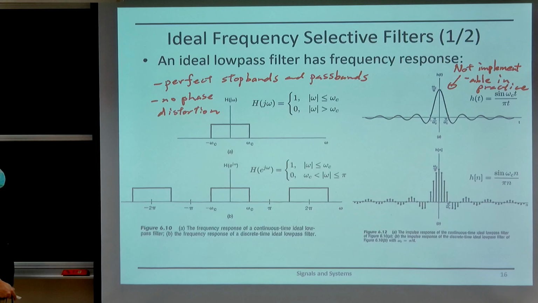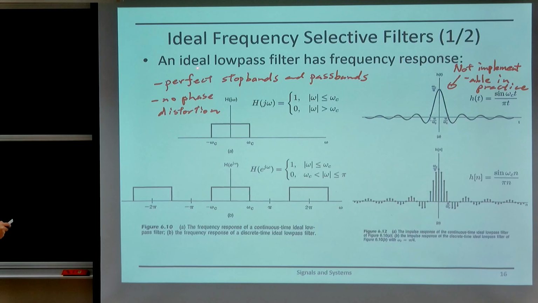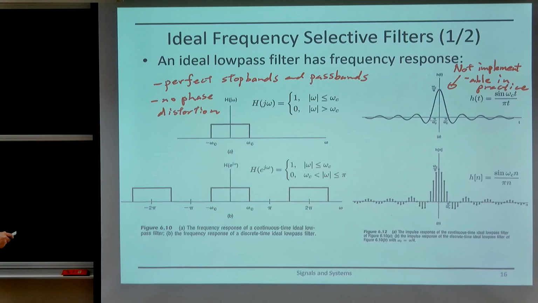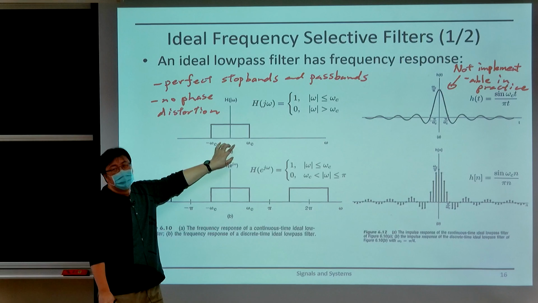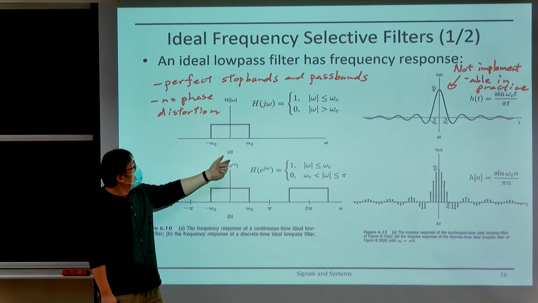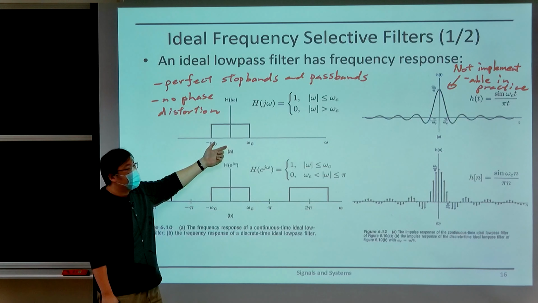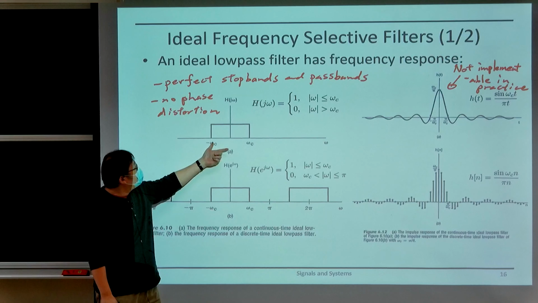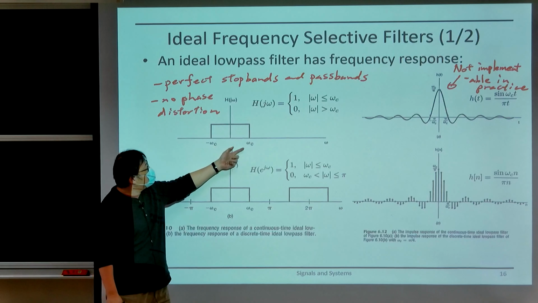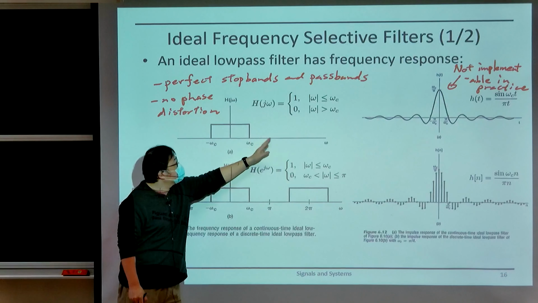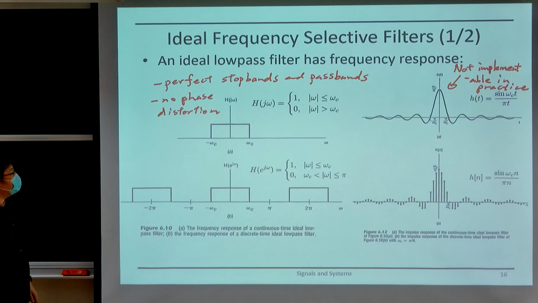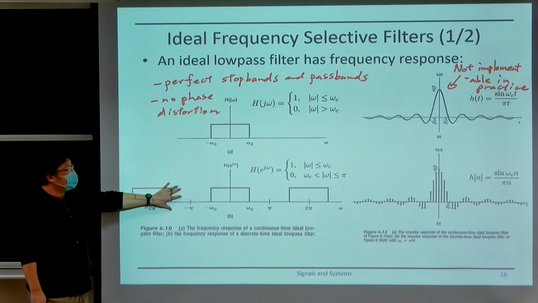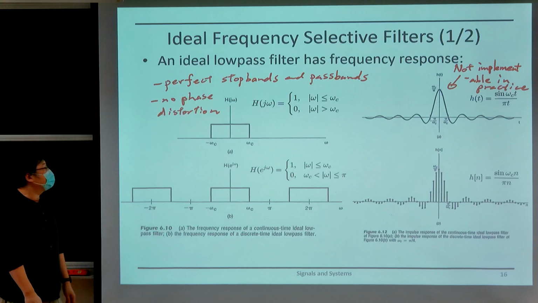For example, suppose you start out with this ideal low-pass filter with the frequency response that looks something like this. If you look at this frequency response, it lets through signals perfectly lying between minus omega c to omega c and completely eliminates signal outside of this frequency band. Now this is the corresponding discrete time version of this ideal low-pass filter.